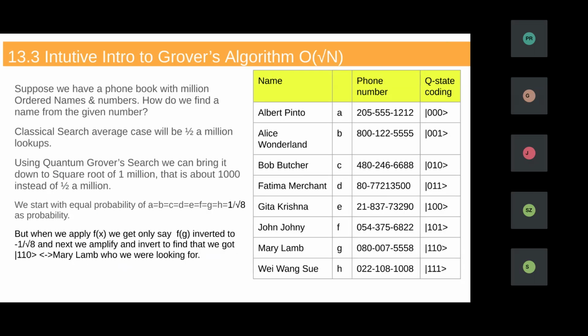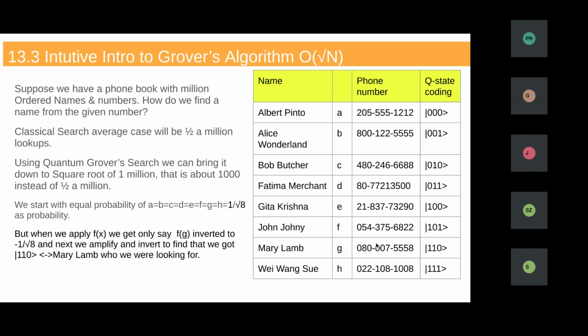Now, the simplest example, I'll take an intuitive one to introduce Grover's algorithm. So here is a table. Here I have 8 names, and I'm encoding them as A, B, C, D, E, F, G, H, with the phone number associated. So in a phone book, you find that you have the name and the number. So the numbers are here. But if I'm told that I have a number, let's say this number 08000555, how do I get the name as Mary Lam?